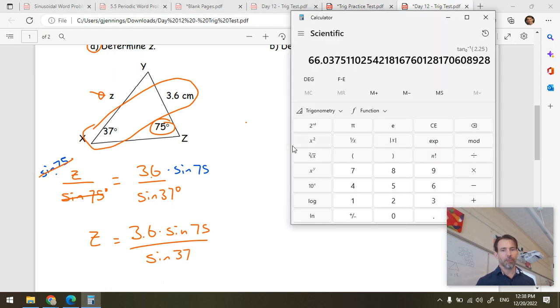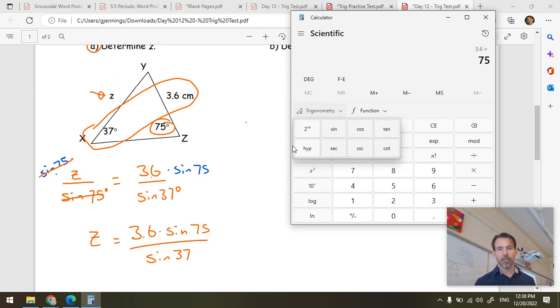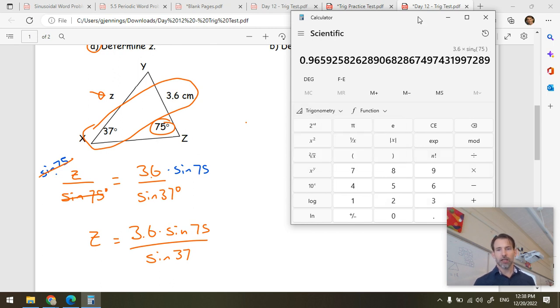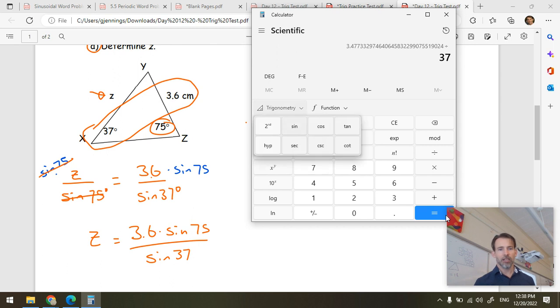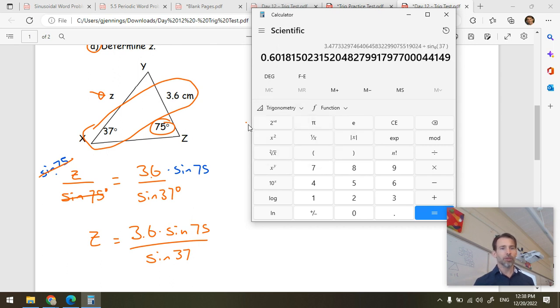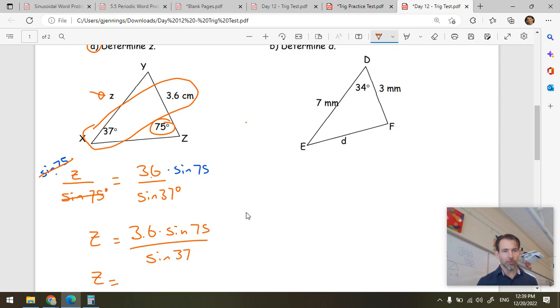Calculate it. 3.6 multiplied by 75, but I take the sine of it, and I find my equals button hiding under my face, and I divide that by 37, but I take the sine of it. Before I push equals, I want to guess. I guess that this is going to be a good deal longer than 3.6. I'm thinking something like 7. Oh, 5.77, so 5.8. Z equals 5.8 centimeters.